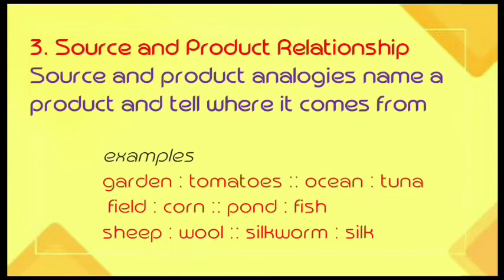For example, tomatoes came from the garden, as tuna came from the ocean. Field is to corn, as pond is to fish. Sheep is to wool, as silkworm is to silk.